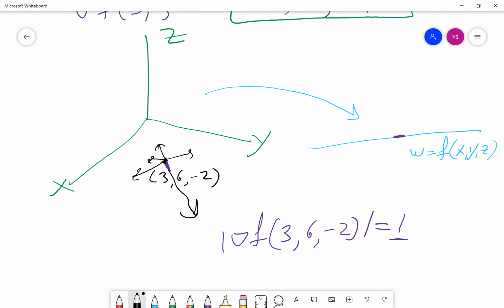Okay, so if there aren't any questions, we can move on to the chain rule, the next section.